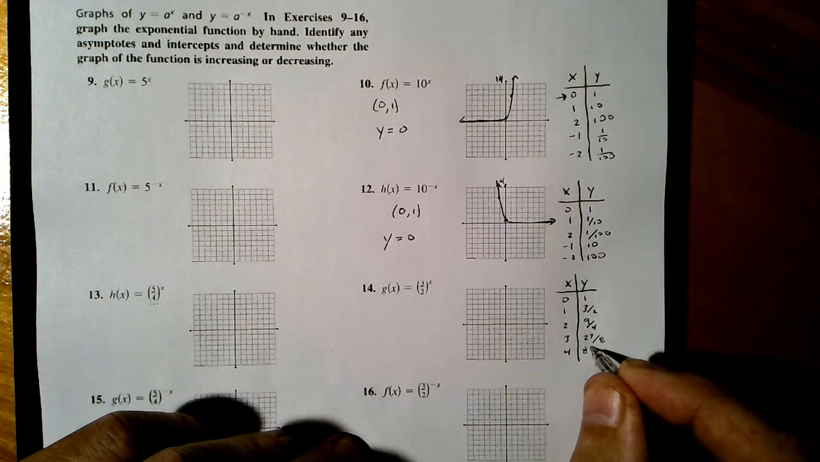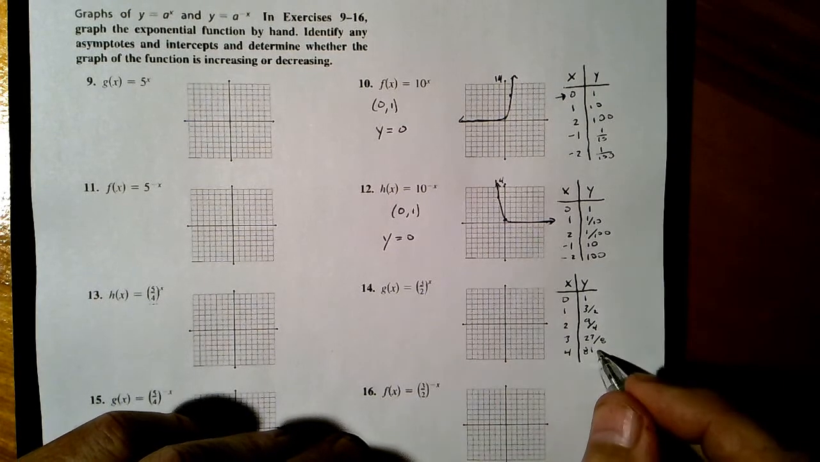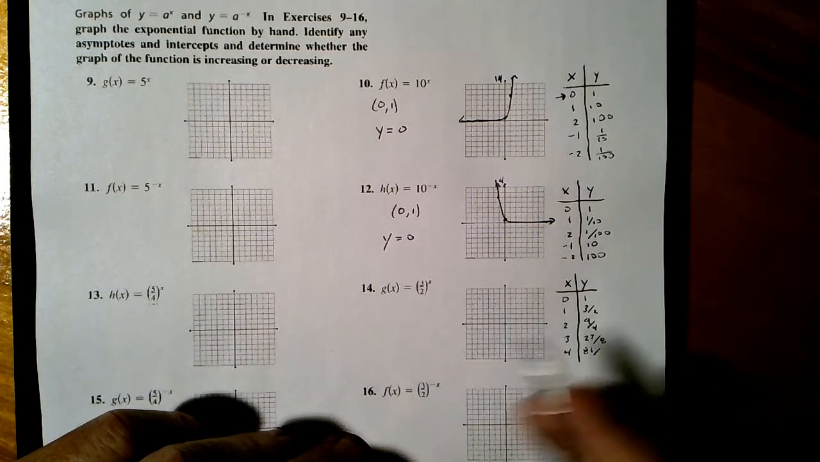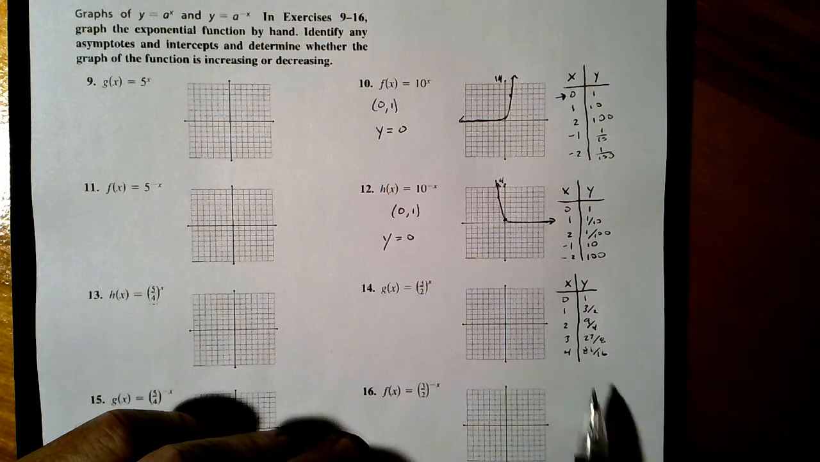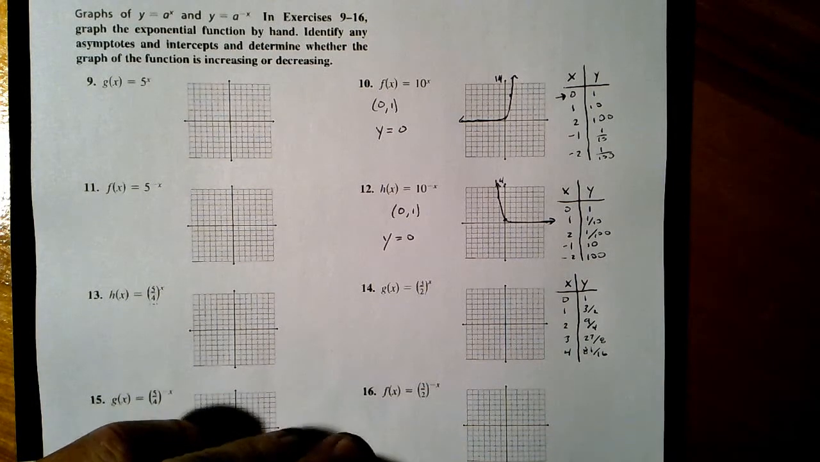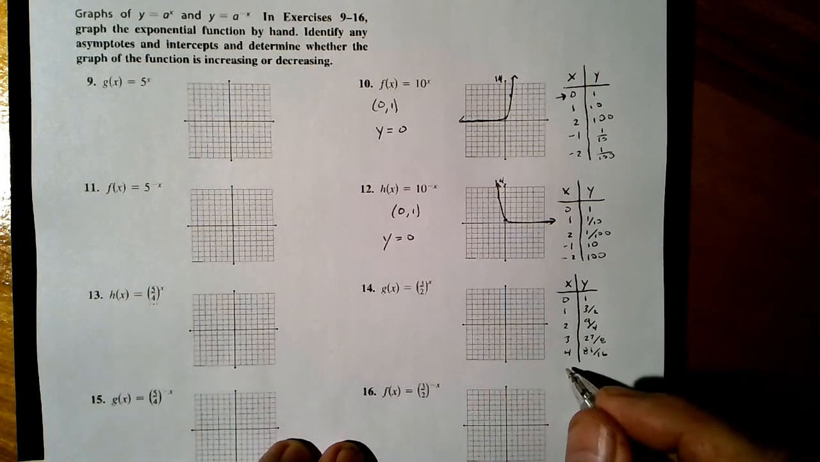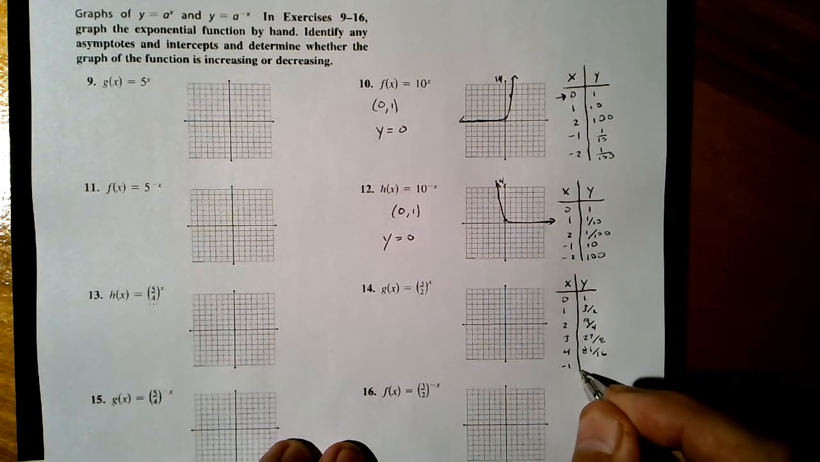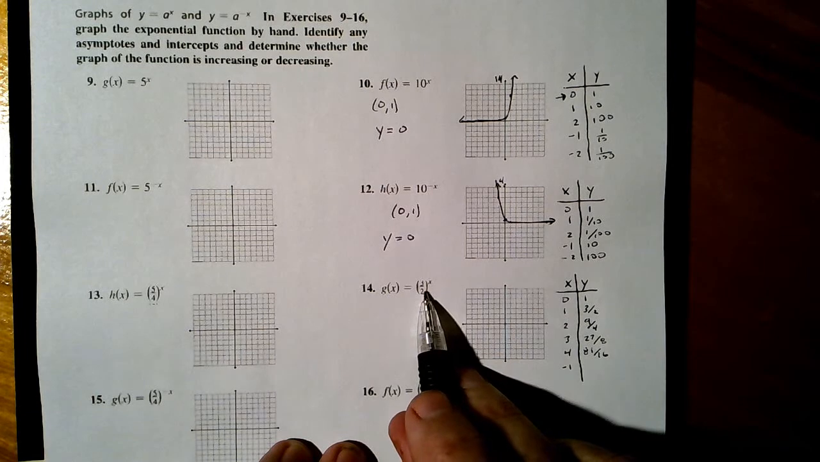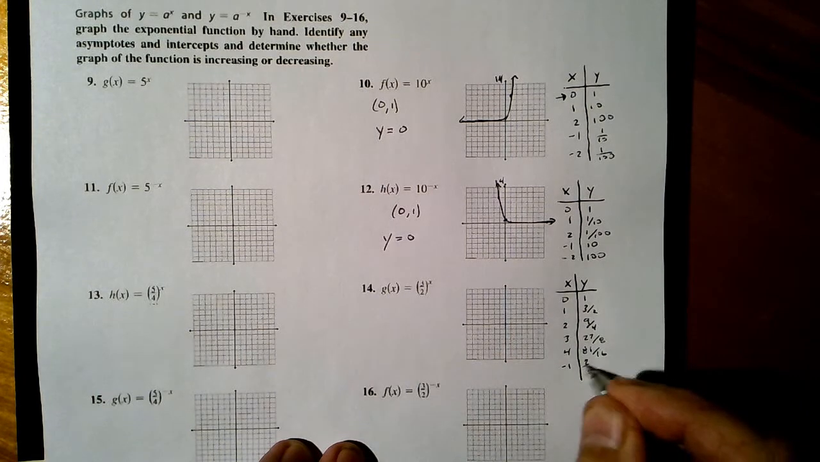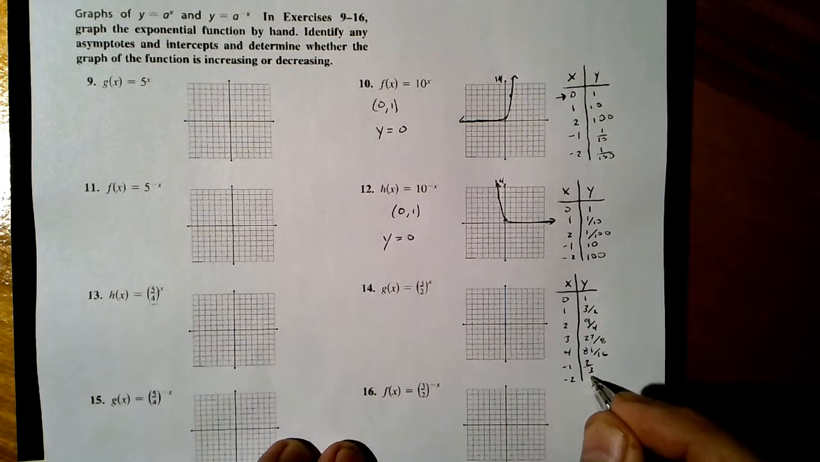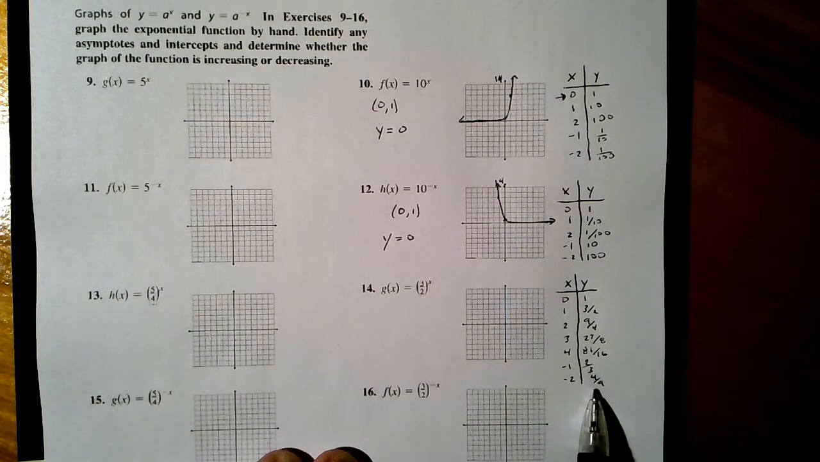I'm going to go to 4. We get 81 over 2 to the 4th, 16. And now we're up above 5. So this one's growing pretty slowly compared to the previous one. Put in negative 1, and we're quickly going to get a feel for what happens here. That flips the fraction: 2/3. Put in negative 2, and we get 4/9. And again, we're still getting closer and closer to 0.